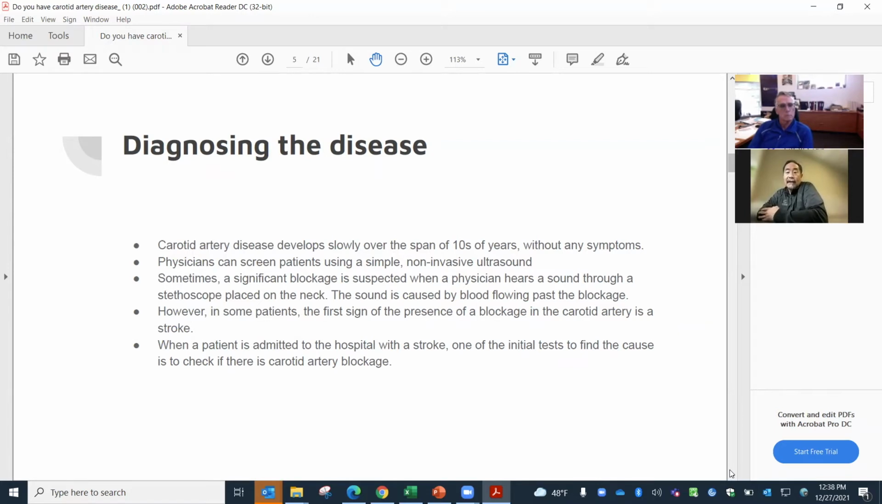But often in some patients, the first sign or the presence of this blockage is simply a stroke. And we talked about earlier, when a patient's admitted to the hospital with a stroke, one of the most important things that we need to do is to look at these carotid arteries and see if this is the cause of that stroke. Okay, next slide, Chelsea, please.